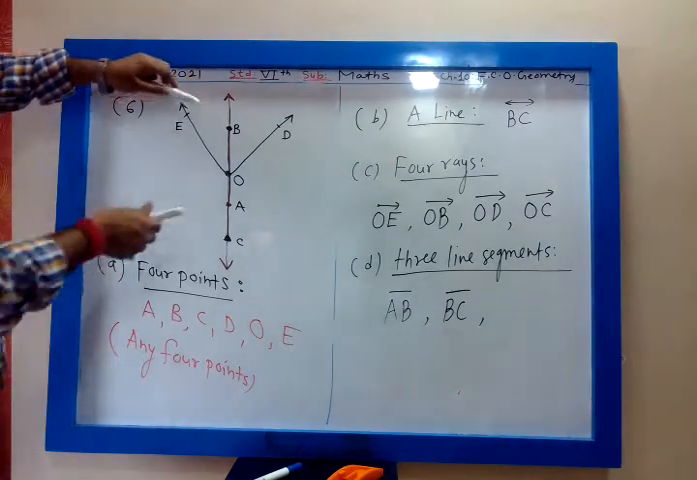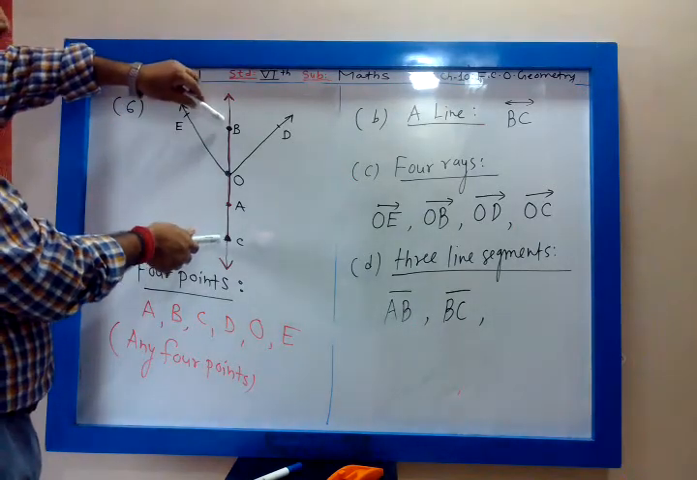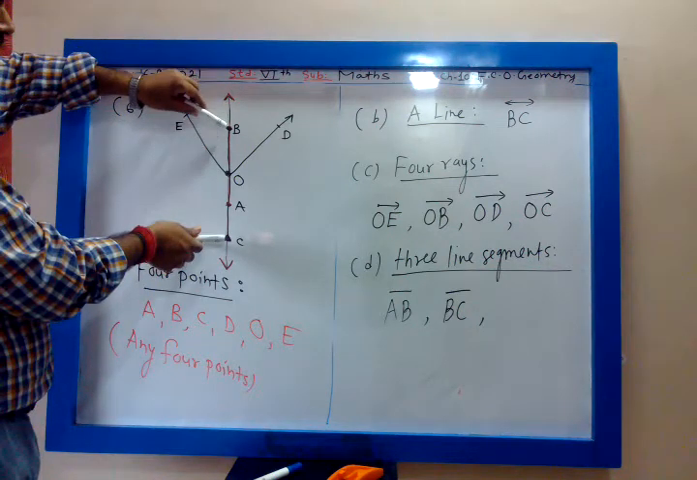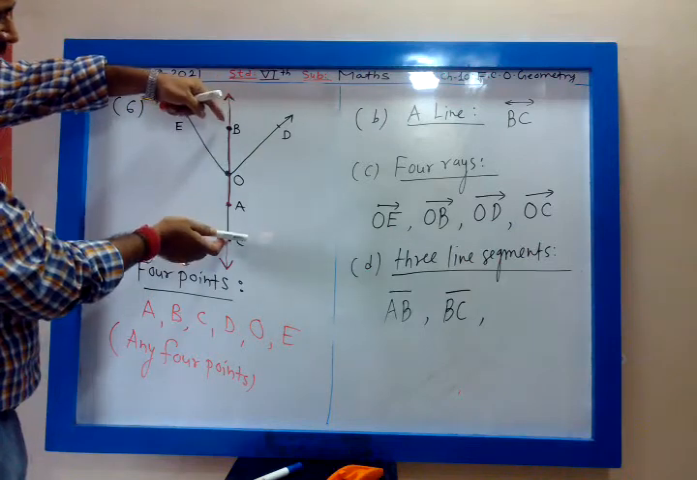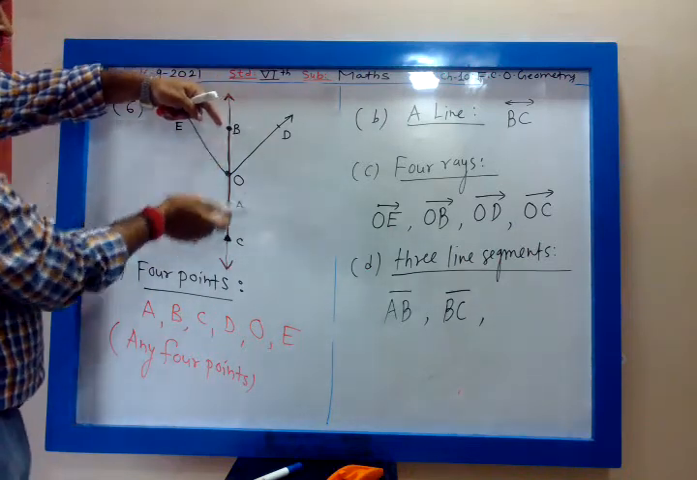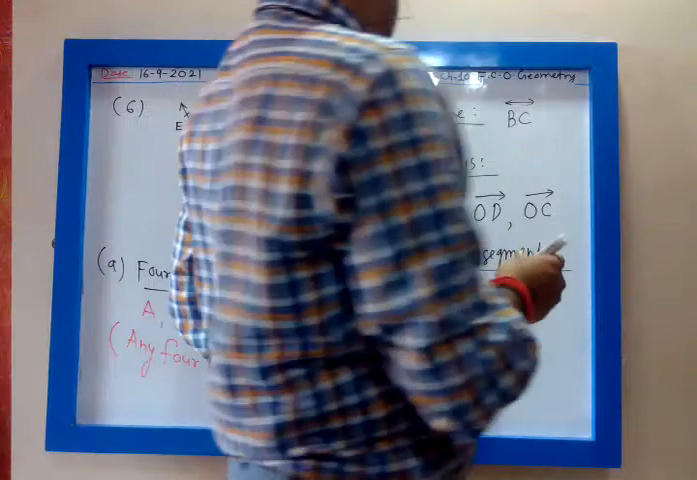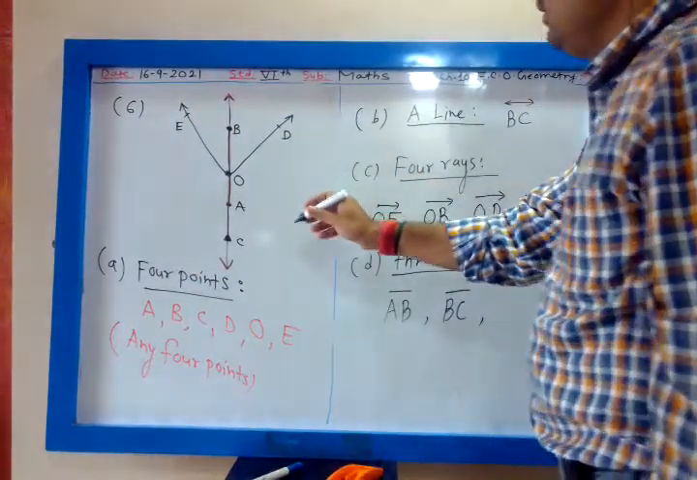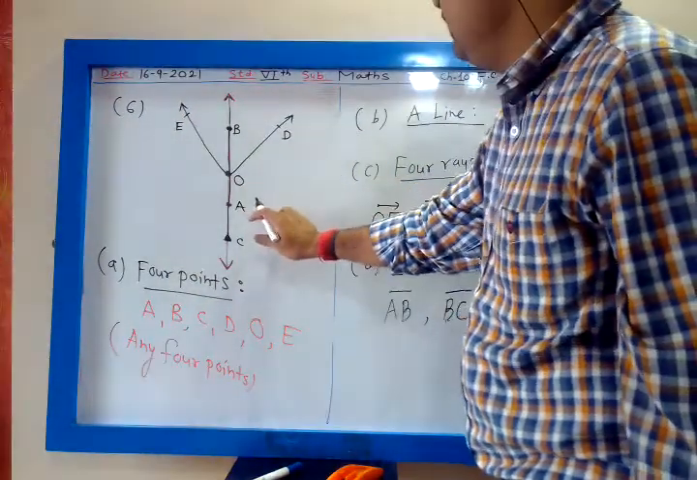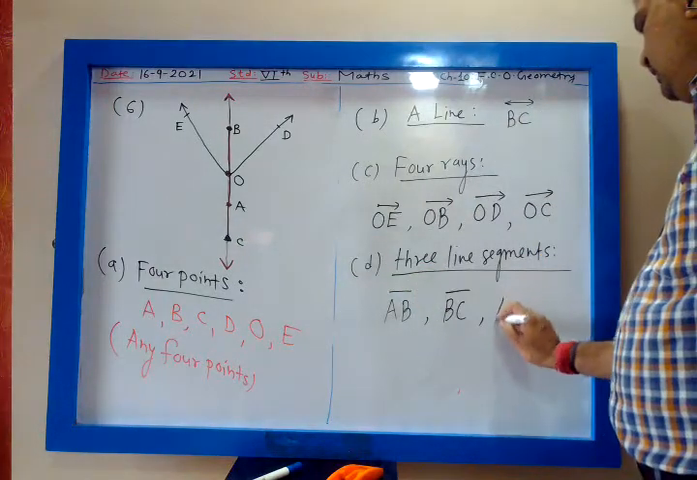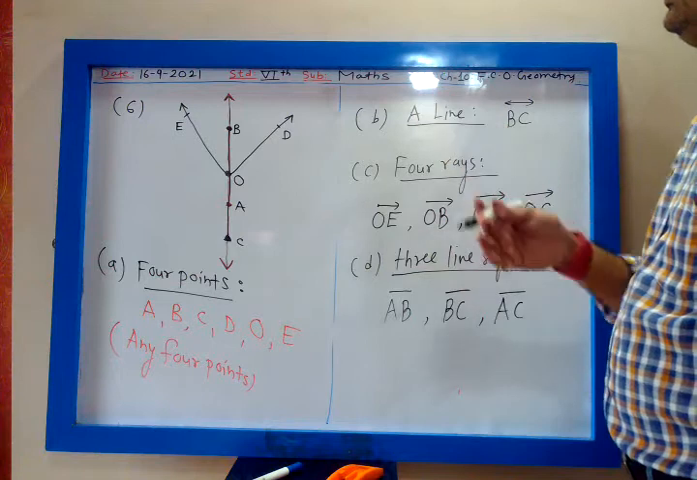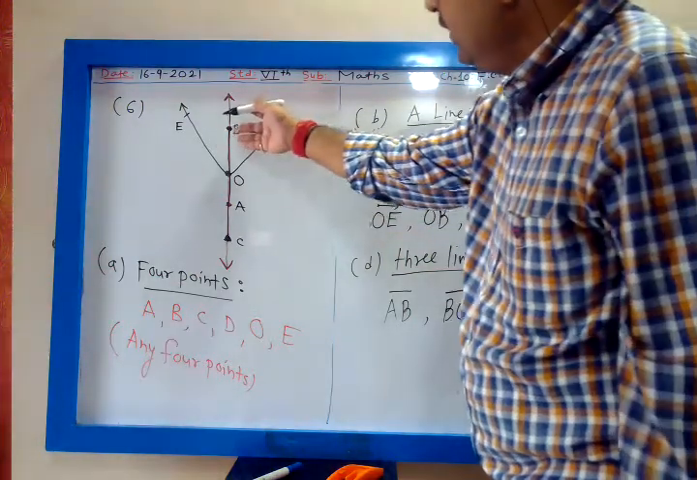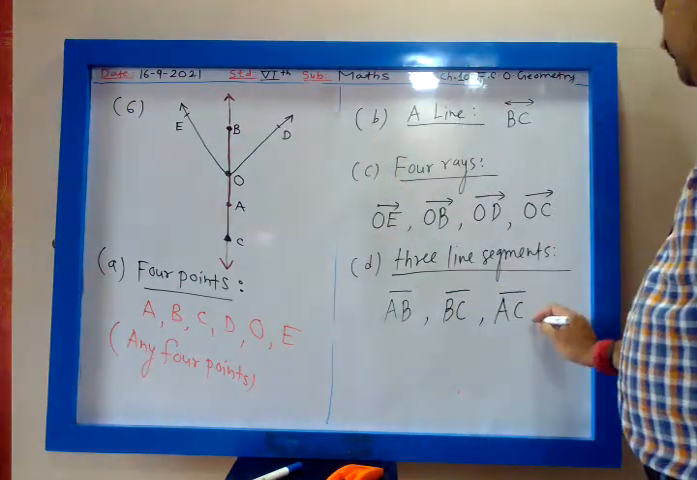My dear, BC is a line, but when you take only this much length, B and C, it becomes a line segment because it has end points B and C. Then you can take AC also, A and C. You can take AC also, a line segment. You can take another line segment.